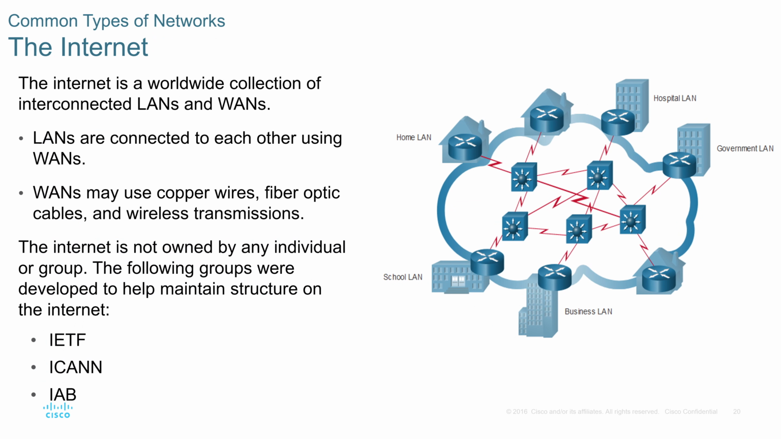The common types of networks also include the internet. The internet is a worldwide collection of interconnected LANs and WANs. And LANs are connected to each other using WANs. And the WANs may use copper wires, fiber optic cables, and even wireless transmission to communicate with each other.